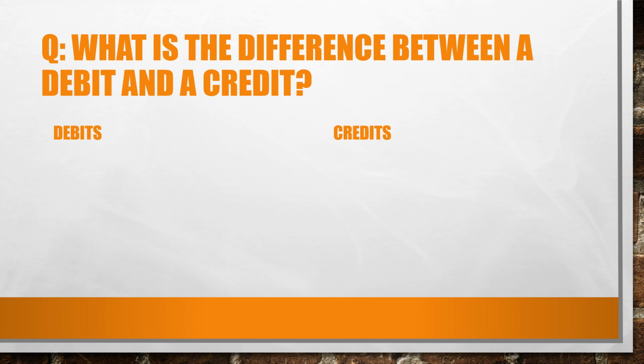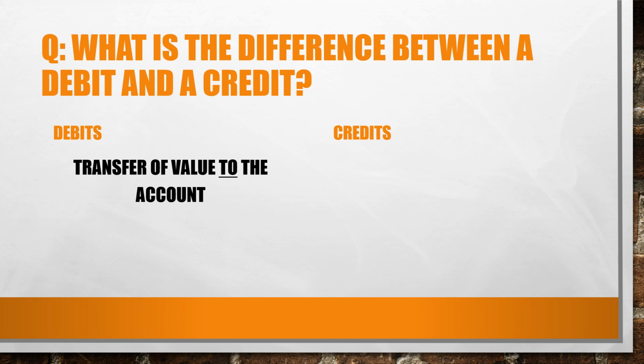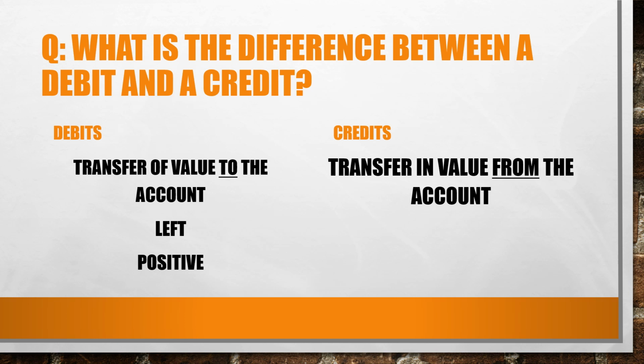So start by looking at what debits are, and then we will look at what credits are. Debits, when you give the definition, represent a transfer of value to the account. You will always find them on the left of an accounting ledger, and they are positive numbers. Credits are the opposite. They represent a transfer in value from the account. See that debits are to, and credits are from. That's one of the key differences. They are found on the right of an accounting ledger, and they are negative numbers. So if you're asked, this is the basic structure of your answer: you define the debits, define the credits, say where they are, and say which is positive and negative.